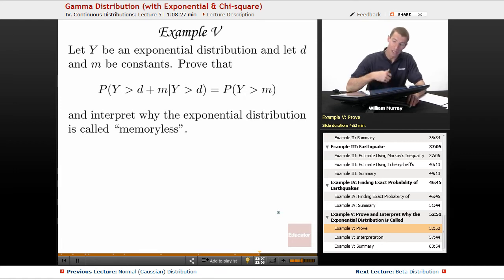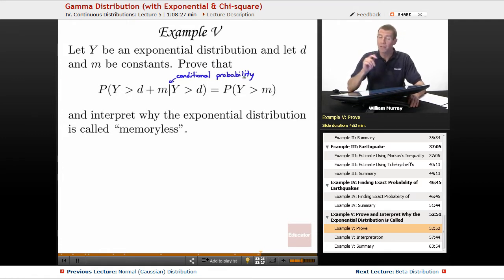It says, oh, I see here we have conditional probability. This line is conditional probability. So we'll have to remember the formula for conditional probability. We have to prove that the probability of y being bigger than d plus m, given that y is bigger than d, is equal to the probability of y being bigger than m. And somehow that's supposed to have something to do with the word memoryless. The exponential distribution is known as the memoryless distribution, and so we need to interpret that and justify it somehow.